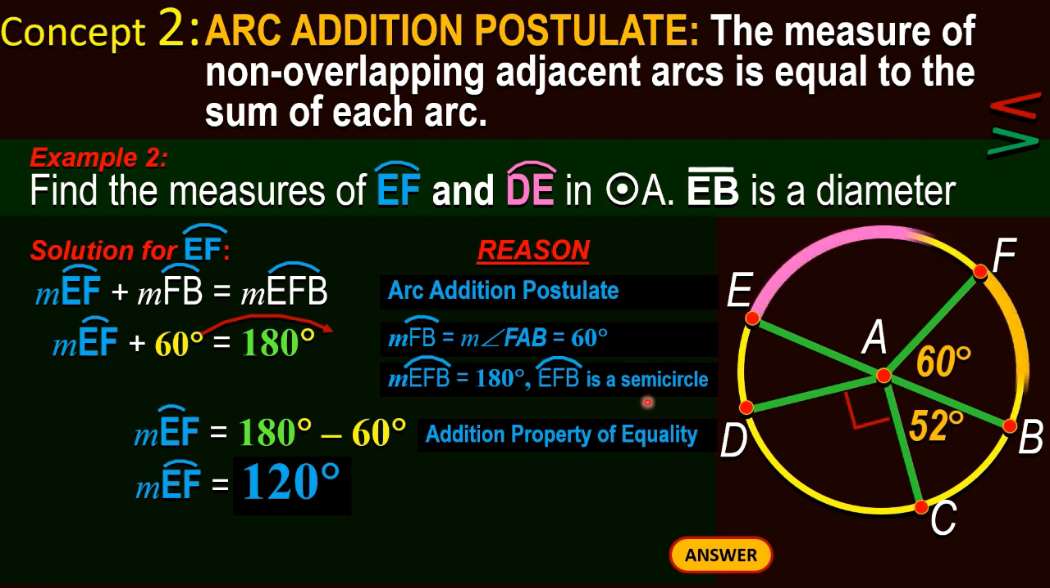So ibig sabihin, ang arc EF natin ay equal sa 120 degrees. So kapag chinek natin, 120 plus 60 will give you 180 degrees. So that is our diameter.